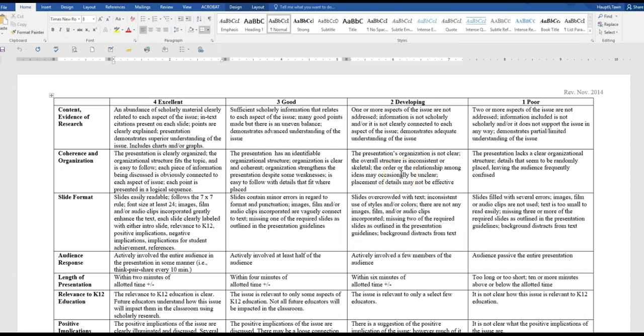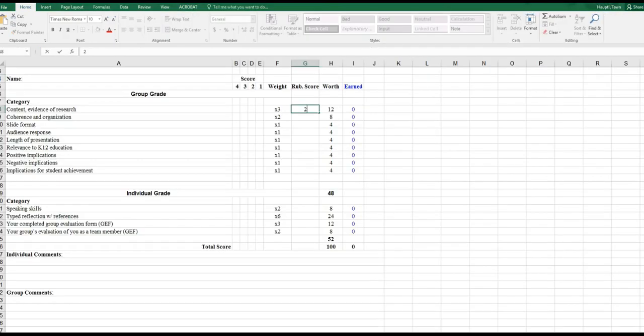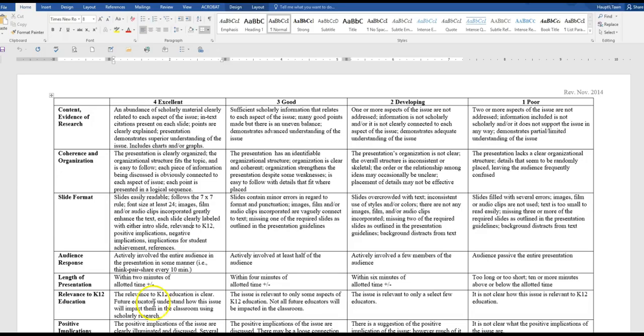Coherence and organization, as I pointed out, that was pretty poor. So I think that's a 1, and I think that 1 is being generous there. And so looking back here at the 1, it lacks a clear organizational structure, details that seem to be randomly placed. I was pretty confused during the presentation.